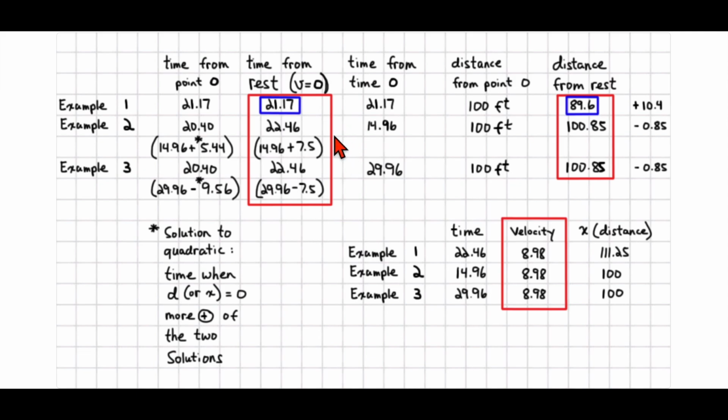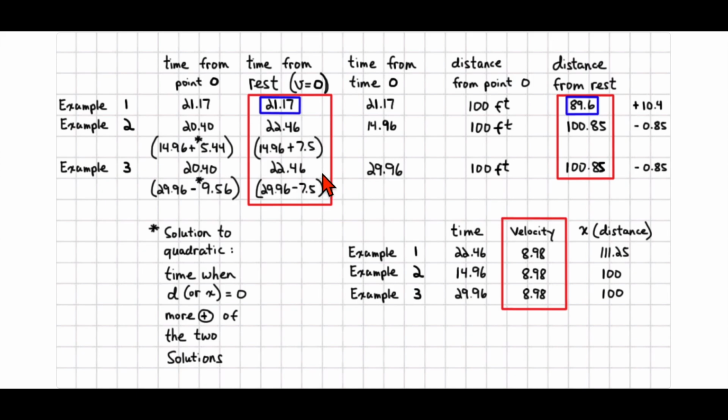So for example 2, remember the timer was delayed 7.5 seconds before it started. So the timer started at time 0, but it had reached rest 7.5 seconds before that. So you have to add that 7.5 seconds to this 14 and 96 hundredths seconds to get a total time from rest of 22 and 46 hundredths seconds.